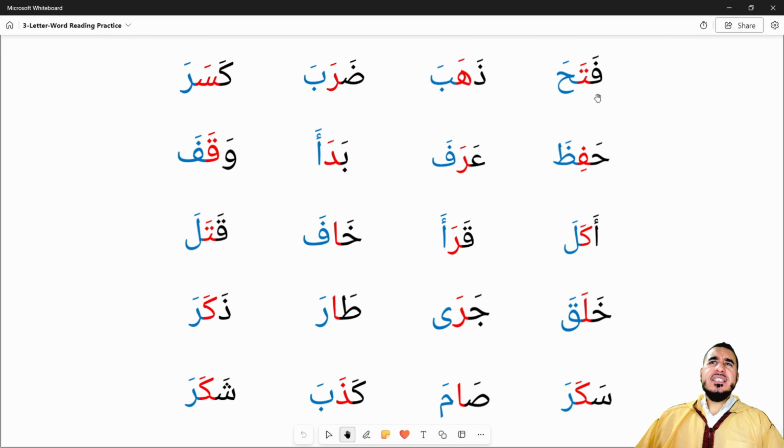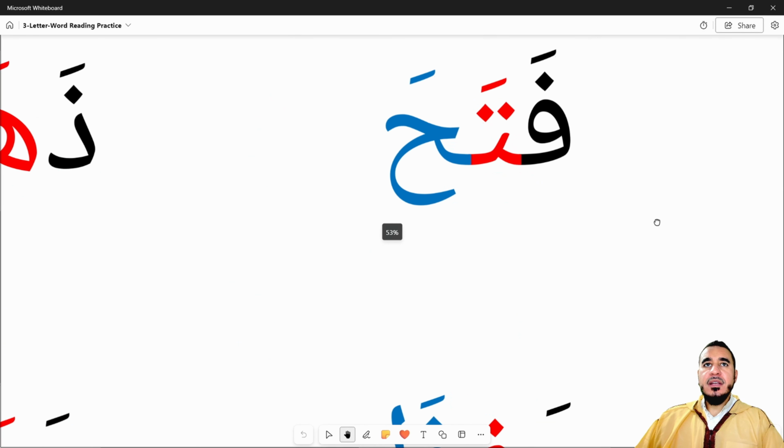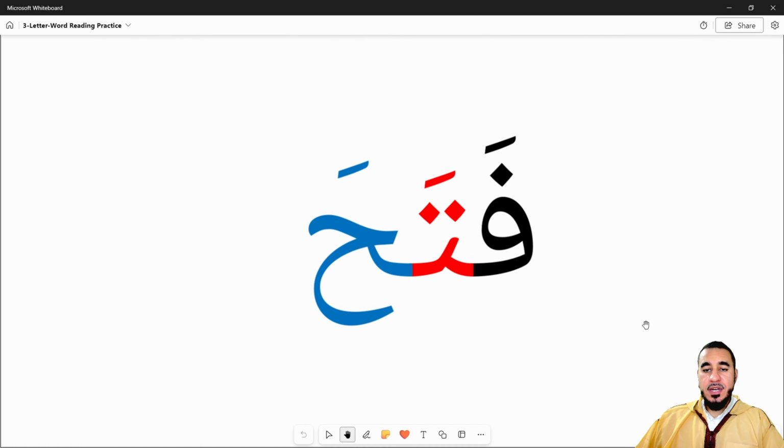And also, you can see that the first letter in each word is in black. And then the second letter in each word is red. And the third and final letter in all of these 3-letter words is blue. Okay? So I've color-coded it like this just so that you can remember how each of the letters look depending on whether they're at the beginning, middle, and end of a word. Okay? So let's look at our first word.